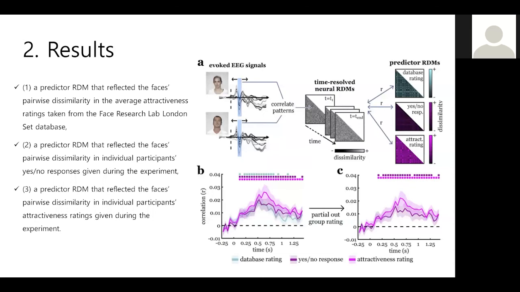To measure how brain signals differed between faces of different perceived attractiveness, we recorded participants' brain activity using a 64-channel EEG system. We analyzed EEG signals using time-resolved multivariate representational similarity analysis. To investigate when cortical representations carried information about facial attractiveness, we modeled each participant's neural RDMs using 3 predictor RDMs. Full details on the predictor RDM construction can be found in the Materials and Methods section.